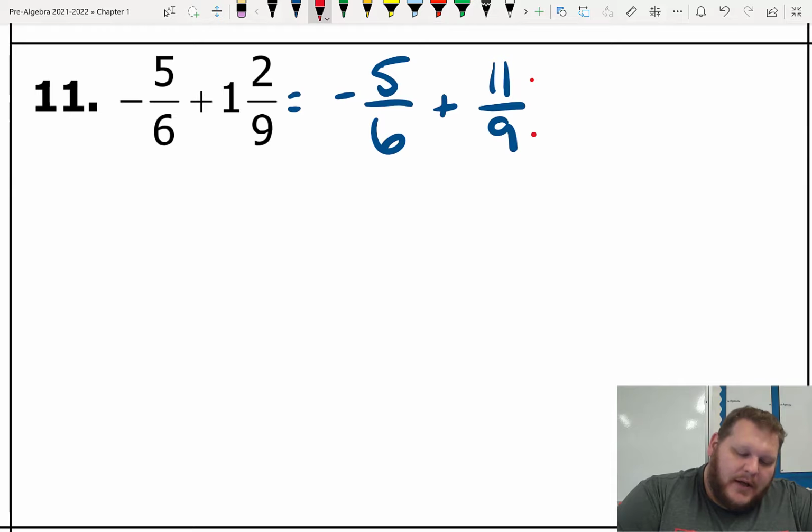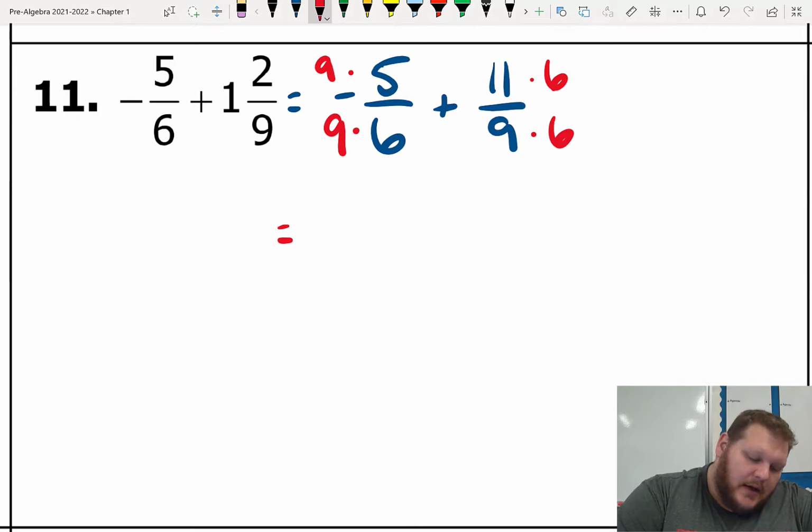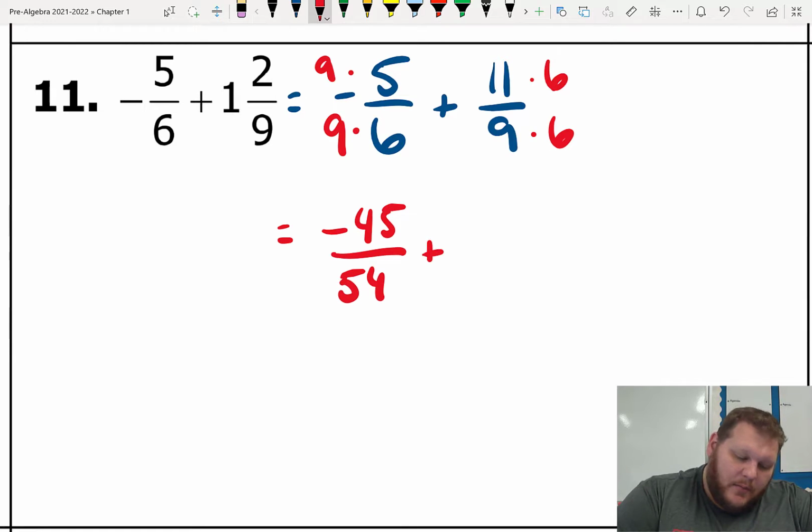I can multiply the opposite denominator on top and bottom. So I can multiply the first fraction by 9 on top and bottom, and the second fraction by 6 on top and bottom. So when I do that, I get negative 45 over 54, plus 66 over 54.